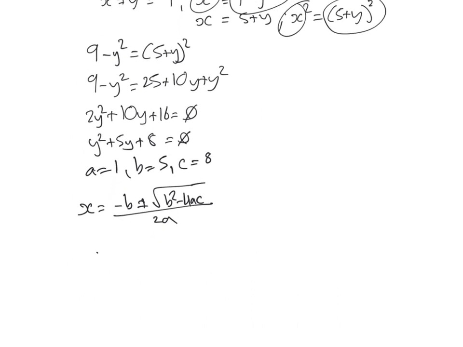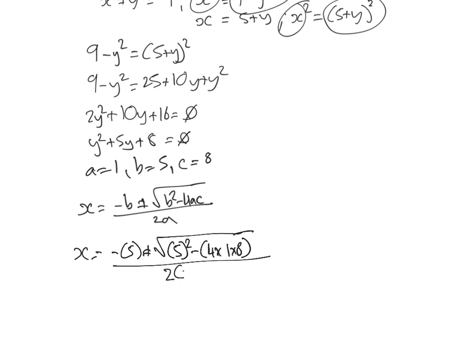We end up with x equals minus b, so minus 5 plus or minus the square root of b squared, 5 squared, minus brackets 4 times 1 times 8, all over 2a, which is 2 times 1. Now, before I calculate anything out, if I look inside the square root, I've got 5 squared is 25, I'm taking away 4 times 1 times 8, which is 32. That's going to give me a negative inside the square root. And at GCSE Maths, we don't do negative square roots. This means this has no real roots.